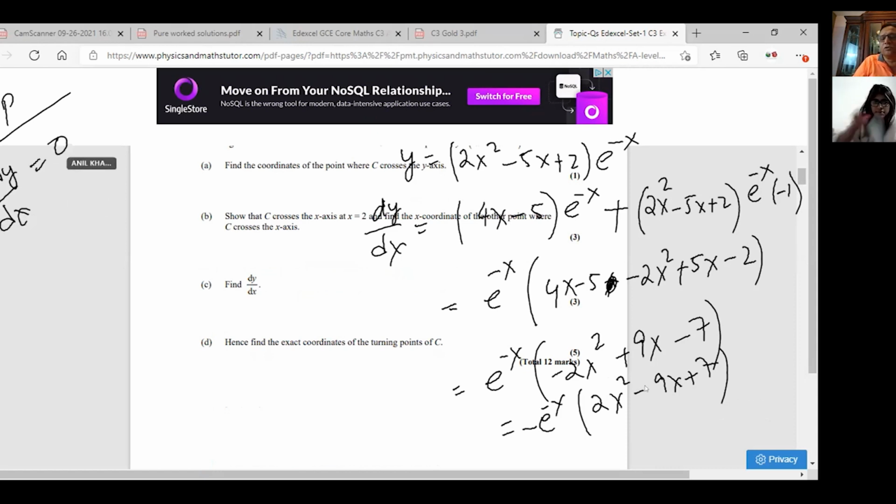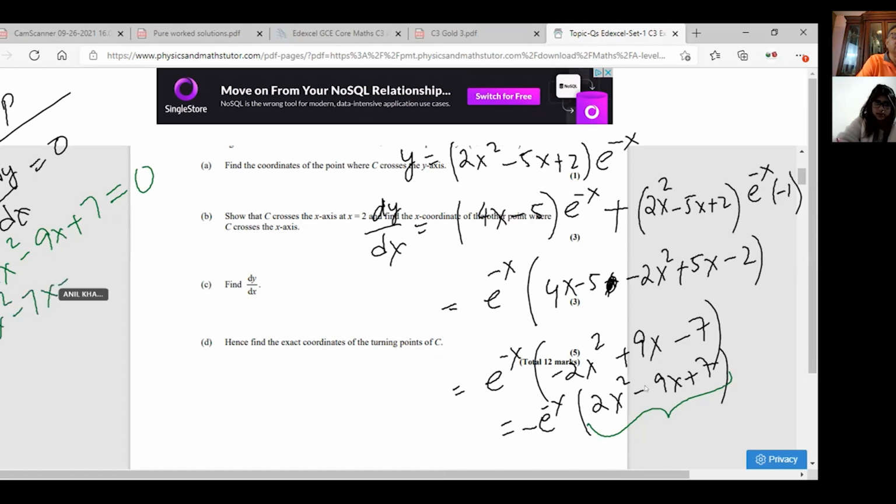So you have this term, e to the power of x or minus x, which will never be 0, right? But this could be 0, correct? So we just need to solve 2x squared minus 9x plus 7 equals 0. Again, factor. I can do it on my calculator. 7 times 2, right?